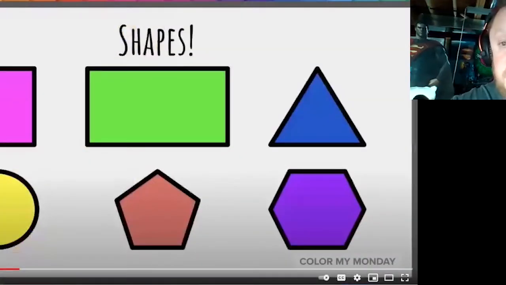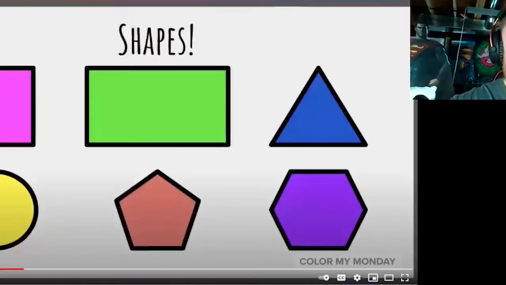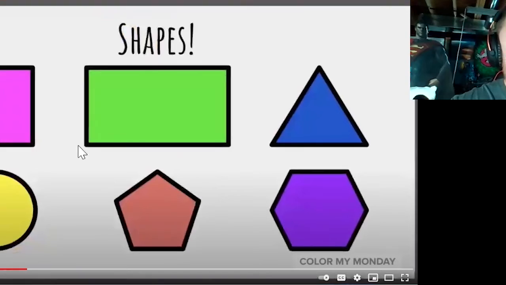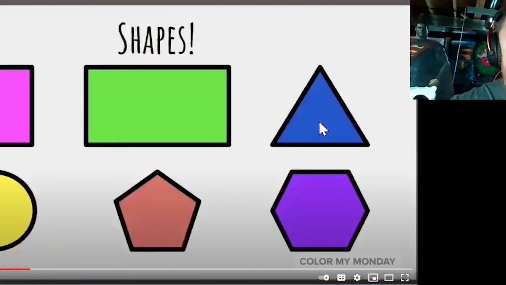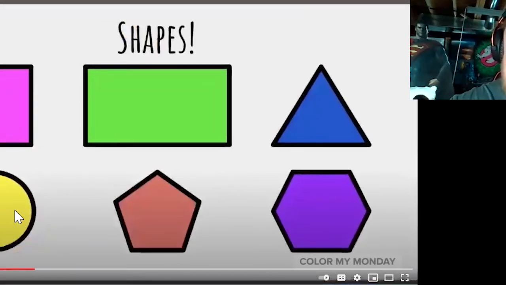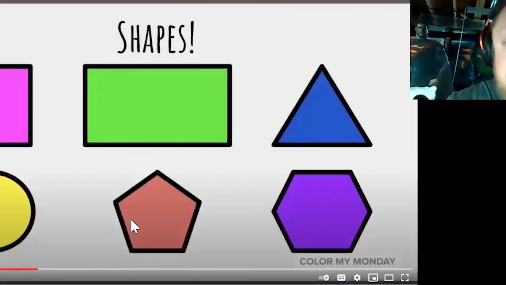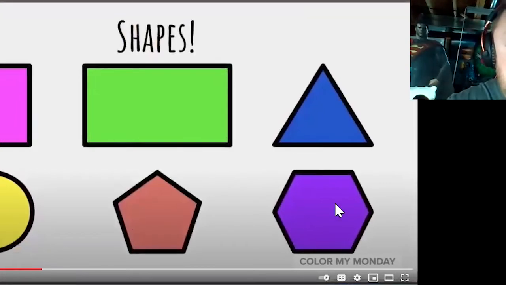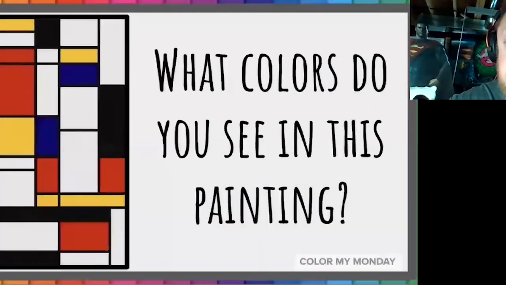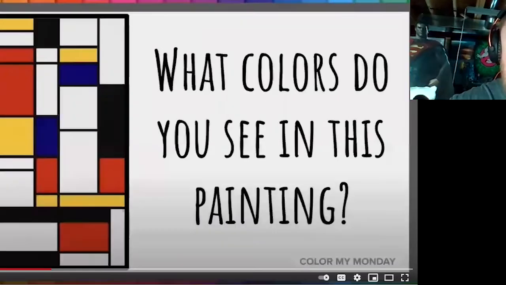There's lots of different kinds of shapes, guys. There's squares, rectangles, triangles, circles, pentagons, hexagons, and there's even more. Okay, take a look at this artwork by Piet Mondrian. Take a close look at this artwork. What colors do you see?